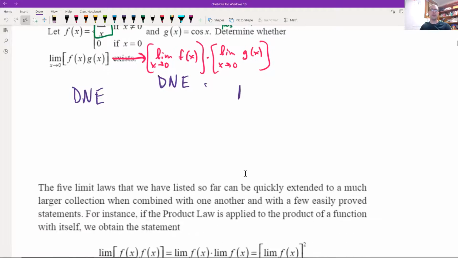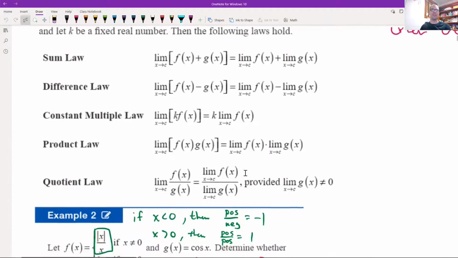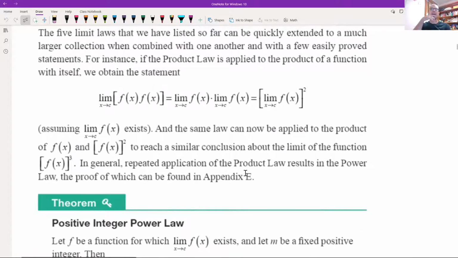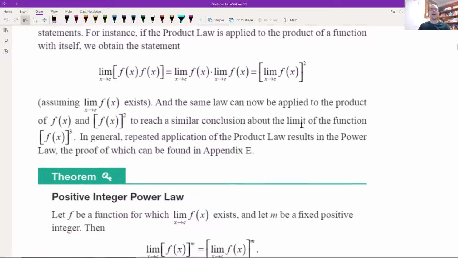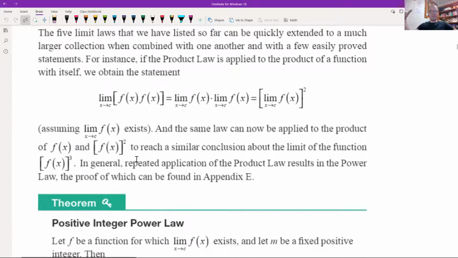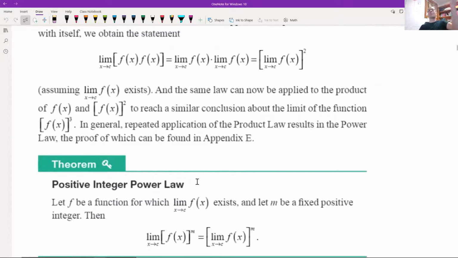All right, moving on. So we looked at these 5 limit laws so far, but there are extensions that can be proven based on the ones that we have so far. Here is a little example of how we can use the product law to get the limit of a function times itself to be the limit squared eventually. And you can do the same thing for multiplying the function times itself 3 times, so cubing it. And that leads us to the integer power law.